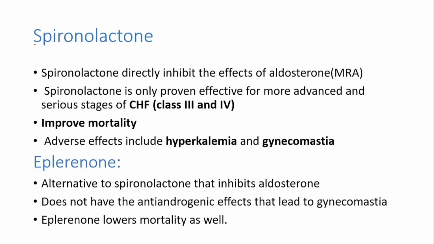Next drug is spironolactone. They directly inhibit the effects of aldosterone. So it is a mineralocorticoid receptor antagonist. And spironolactone is effective only for the advanced and serious stages of congestive heart failure, like we already discussed, it is used in class 3 and class 4, in moderate to severe congestive heart failure, and it also improves the mortality. The adverse effects are hyperkalemia and gynecomastia.